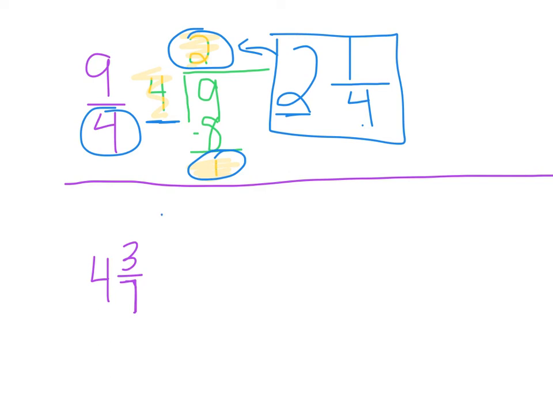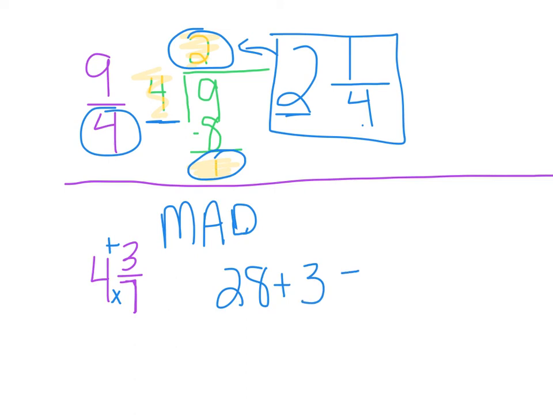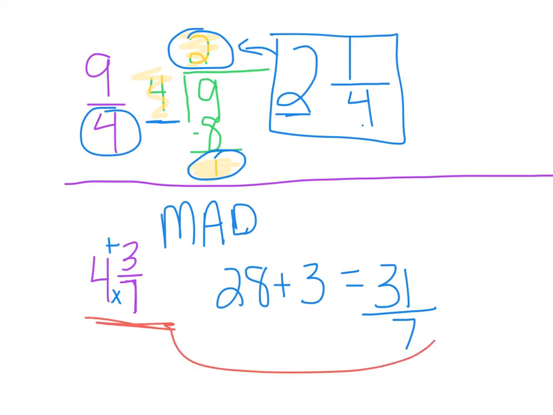Well, down here, we need to go the other way. So we're going to multiply our whole number by our denominator, and we know that 4 times 7 is 28. Then I need to add. I got to add in that 3. And then my last one is my denominator. I keep my denominator the same. So this is the same thing as this.